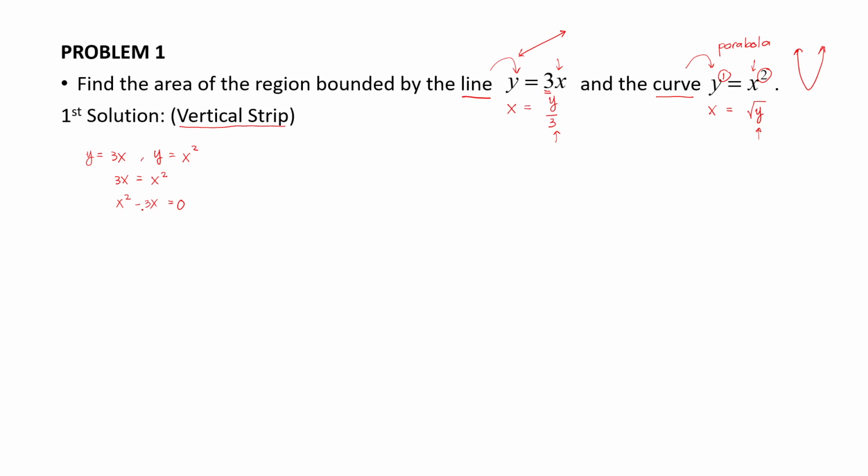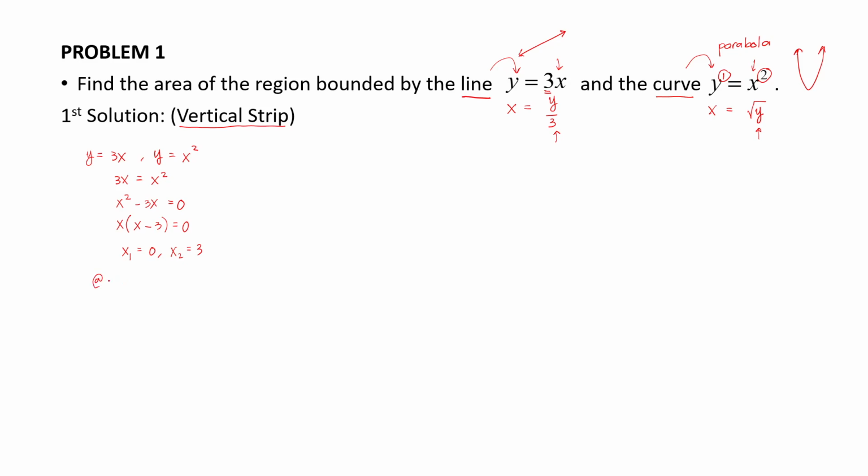Hopefully you know how to get the roots of your x variable. That's from your algebra before. Factoring out x, this becomes x times (x minus 3) is equal to 0. So getting the roots, x1 is equal to 0, x2 is equal to 3. Hopefully you know how to get the roots of your functions. Again, it's just algebra.